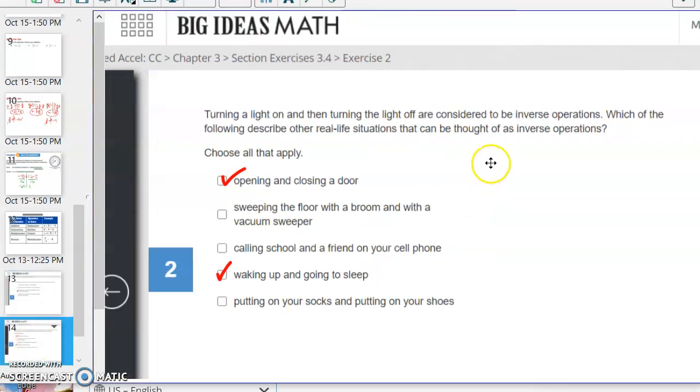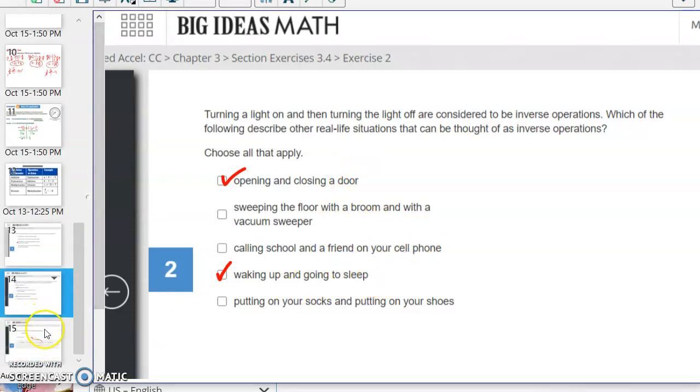Second question in your homework is turning a light on and then turning the light off are considered inverse operations. Which of the following describe other real-life situations that can be thought of as inverse operations? And the only two that truly would be inverse of each other, one would undo the other one, is this first one and this fourth one down here.